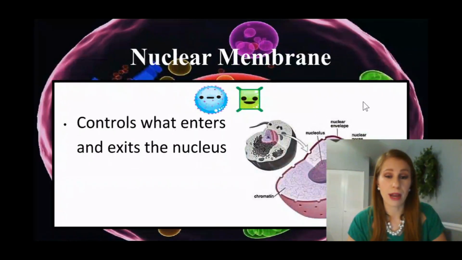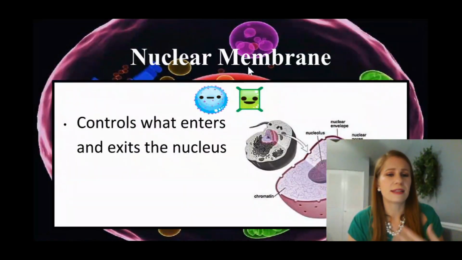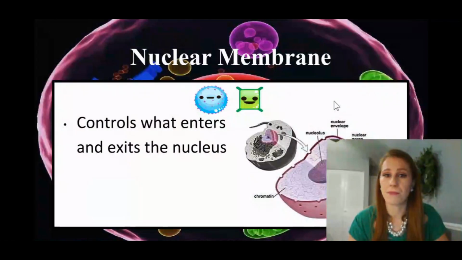The nuclear membrane is something that is only found in eukaryotes, in plant and animal cells, and its job is to control what enters and exits the nucleus. It is a membrane, that word that we see with cell membrane. It's the same concept, just for the nucleus, and we'll talk about that in a moment.